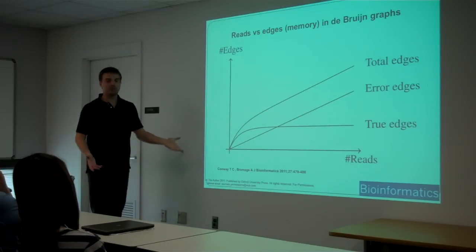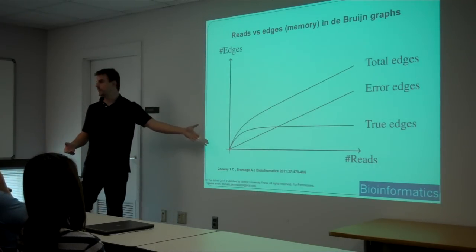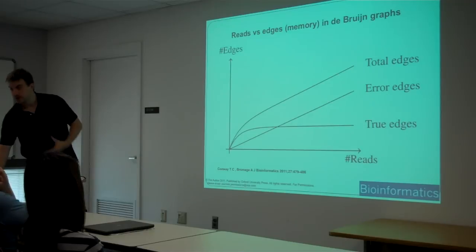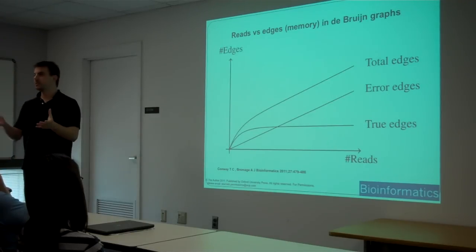And these errors take up memory and confuse the computation. And so we have this problem. The more data is obviously better, but more data leads to substantially bigger computational problems. And it's even worse than substantially bigger disk space requirements. It's substantially bigger main working memory.